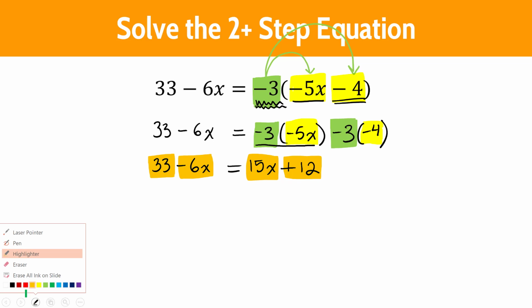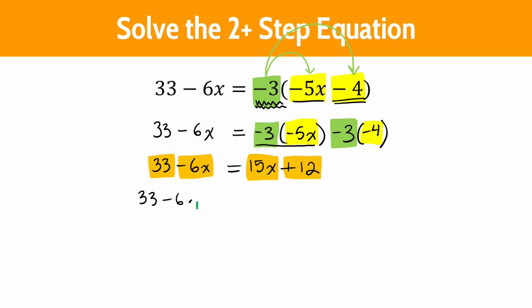So let's go ahead and move the x's together. I'm going to decide to move the x's to the right-hand side. We can group the x's first or the constants. It doesn't matter in this case because both of those actions need to be happening. So I'll start on the left with 33 minus 6x. And then on the right we'll have 15x plus 12.